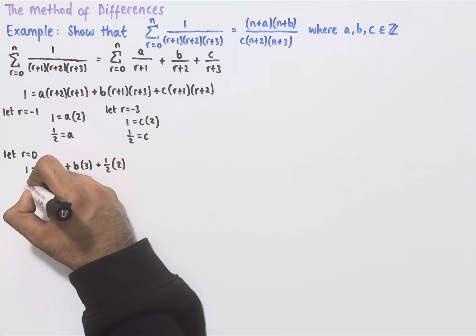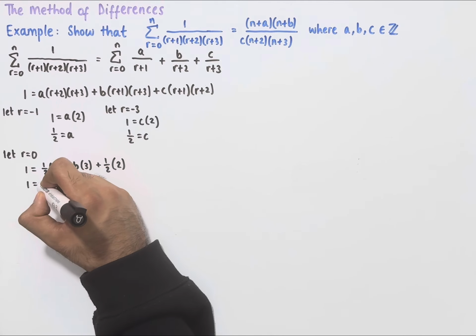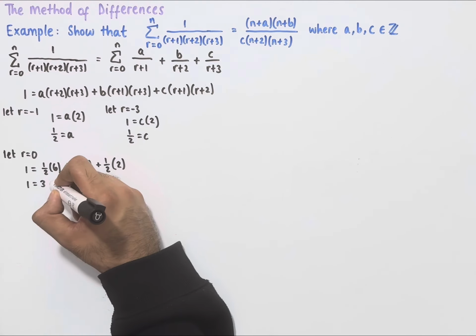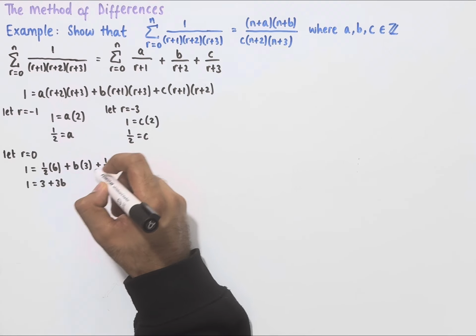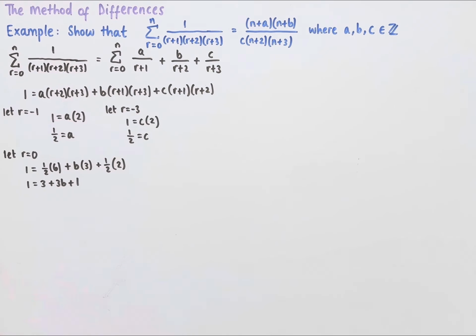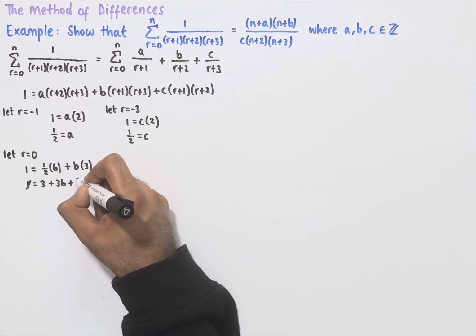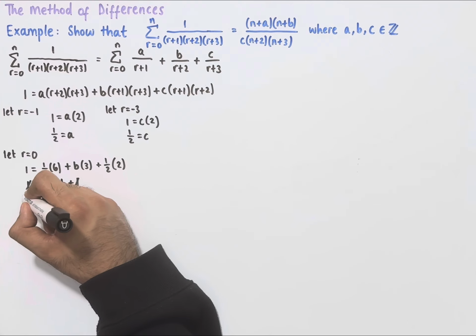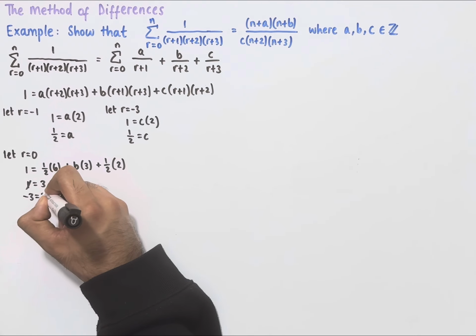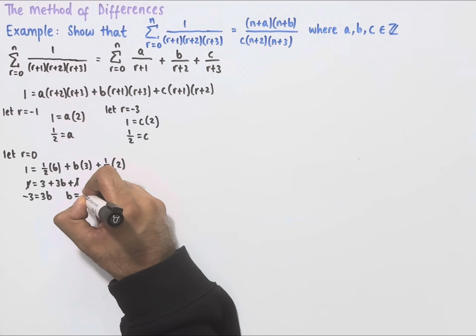And so if we simplify this, we get 1 equals a half times 6, which is 3, plus b times 3, which is 3b, plus a half times 2, which is 1. And so if we now solve this, the 1's cancel. If we take away 3 from both sides, we end up with minus 3 equals 3b, and so therefore b equals minus 1.